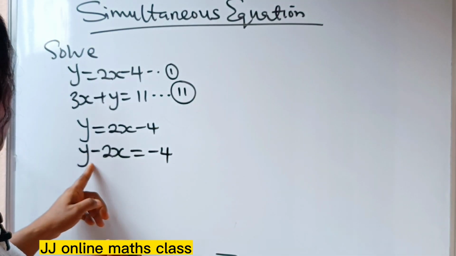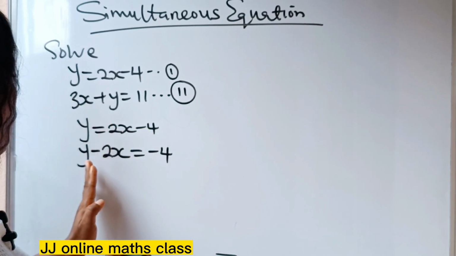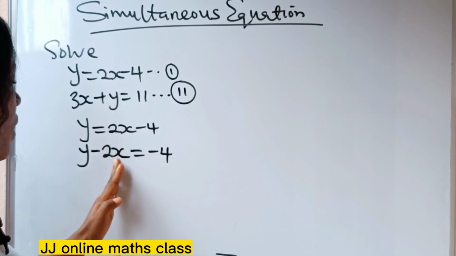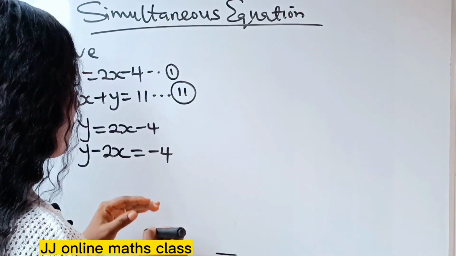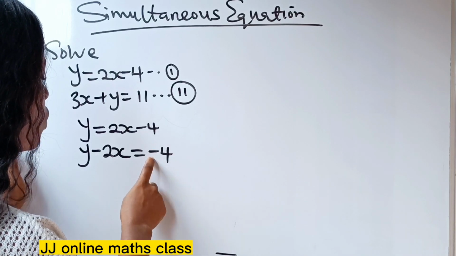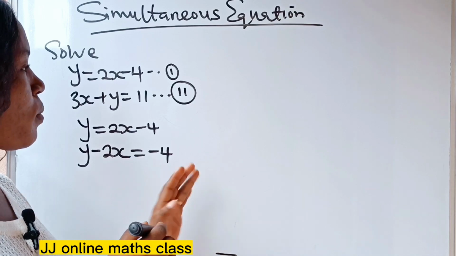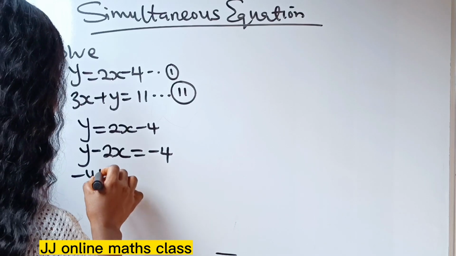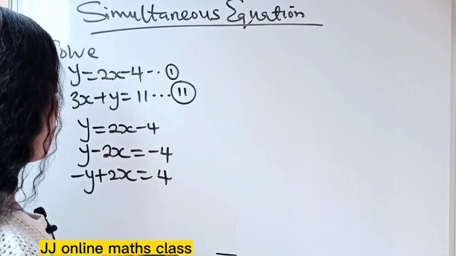Remember that they're supposed to be in the same form. Notice that we still have y minus 2x, but here we have 3x plus y. So we need to bring x to this side and y to the other side. Before we do that, let's remove this negative sign here, and to do that we multiply through by minus 1. So we have minus y, and minus 1 times minus 2x gives us plus 2x is equal to 4. You can see what we did.